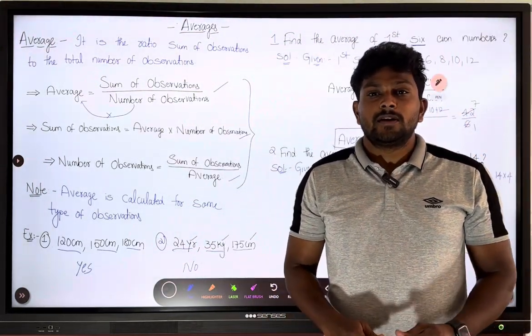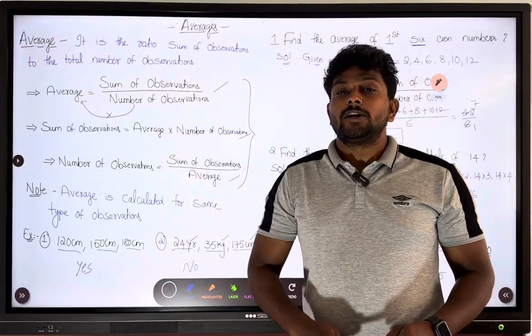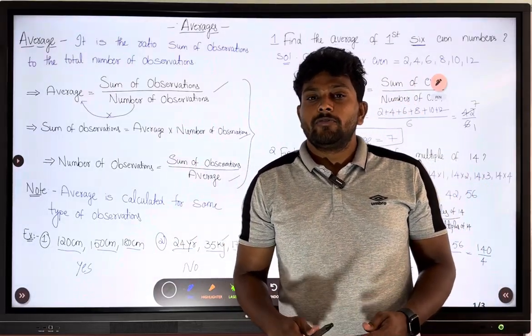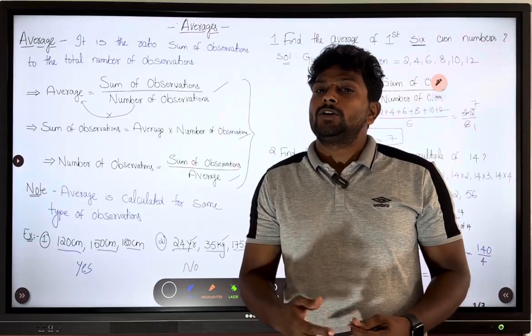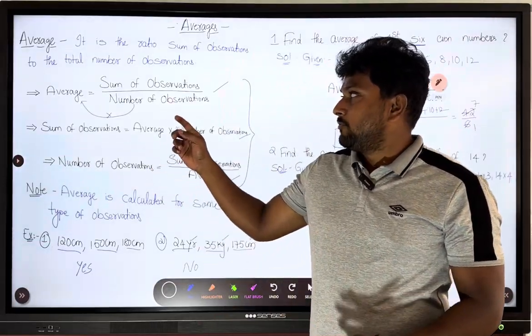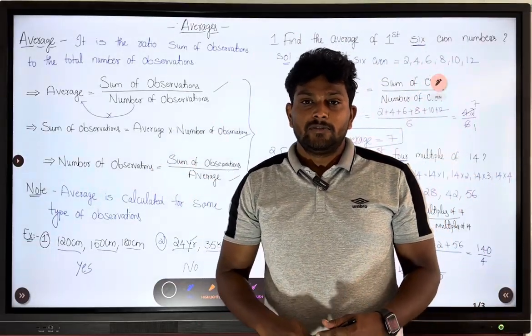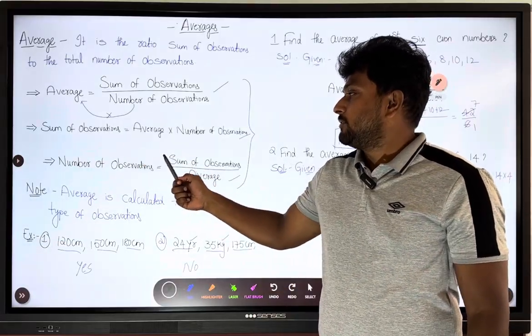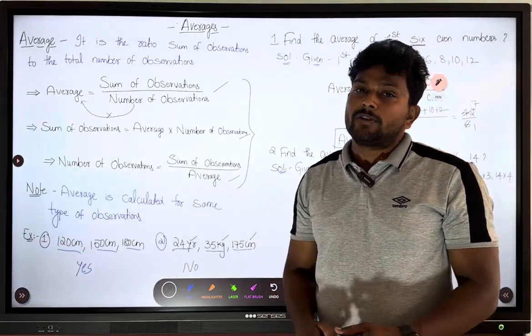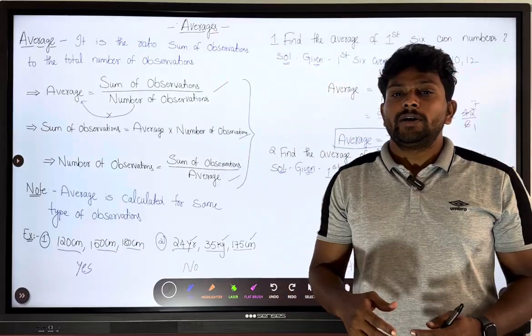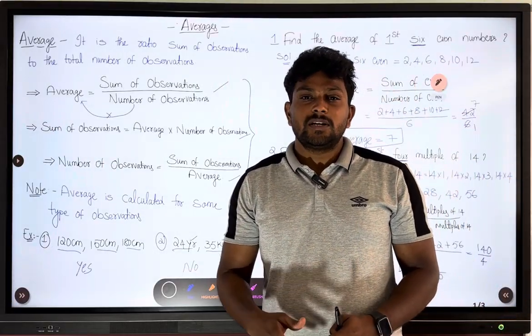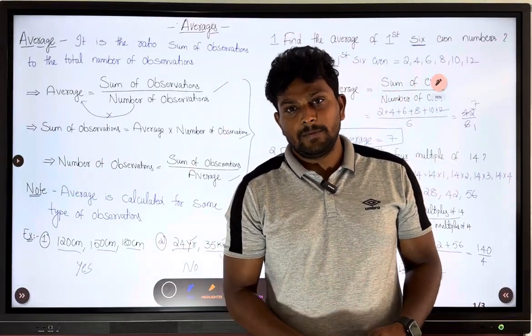Hi students, in the last class we saw the introduction to averages. Today we are going to see some problems related to average. In the last class we only found the average. We didn't find the number of observations and the sum of observations. Today we are going to see how to find the number of observations and the sum of observations from the given data. So let's see.